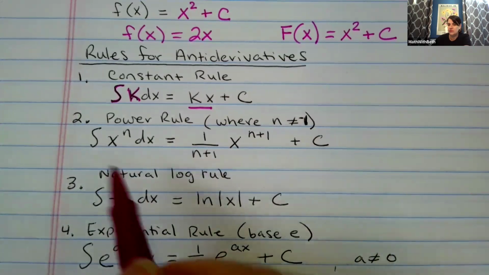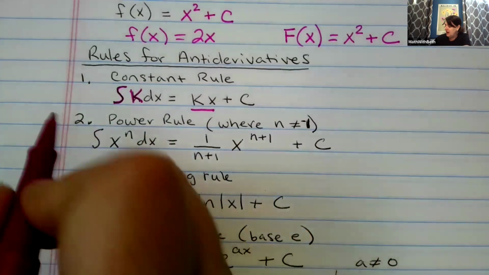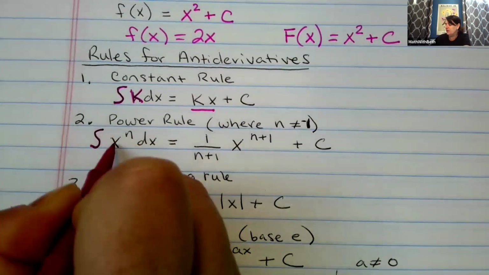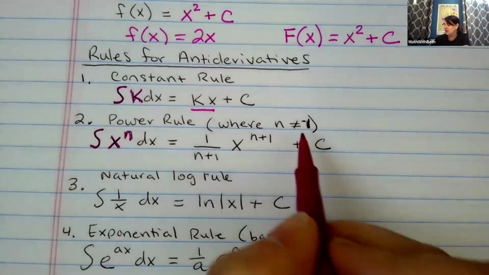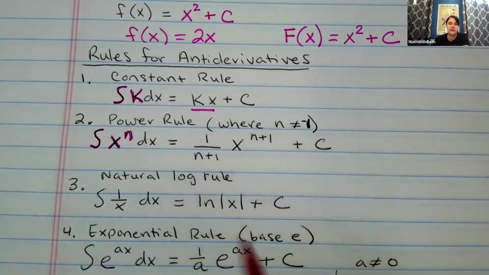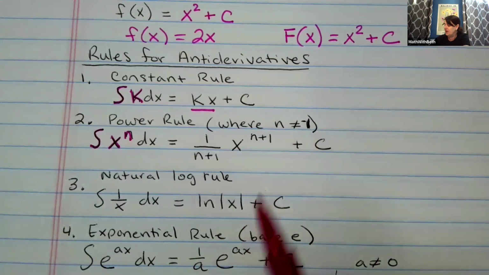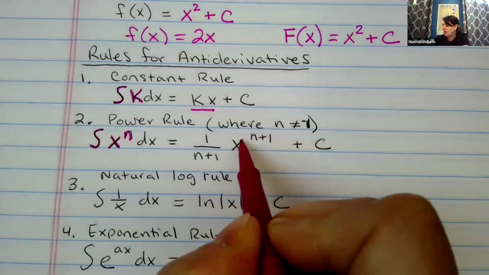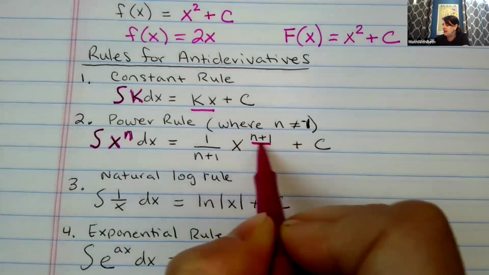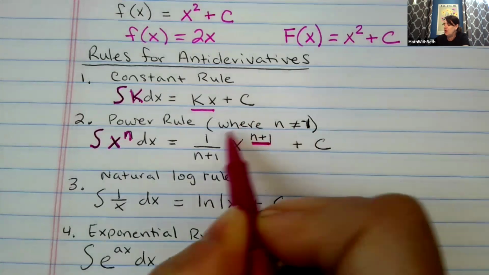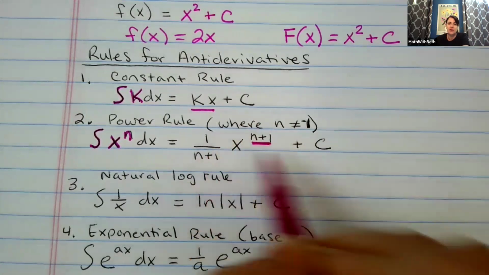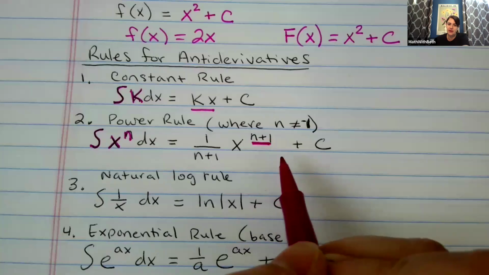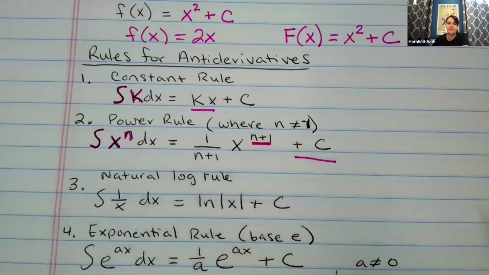The power rule is what we just did on accident. And it says if you're trying to do the antiderivative of x to a power, as long as that power is not -1, because that's going to be a special rule that we'll see in a minute, you're going to take the power and add 1 to it, but then also divide by that same number. So we'll see an example in a minute, but then again, we add the plus c.